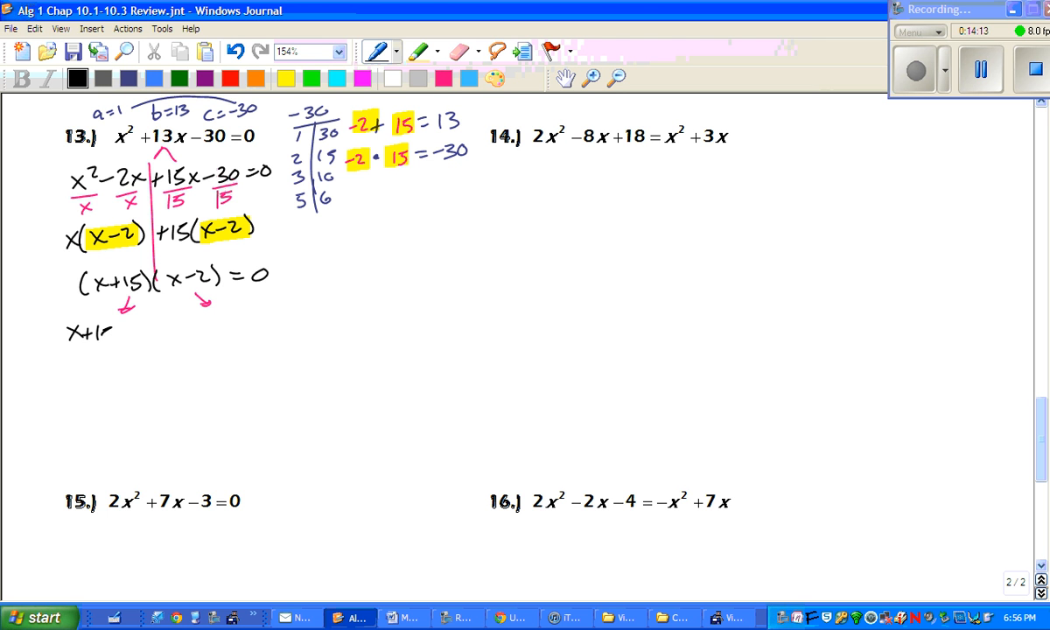Everything that's got an x we set equal to 0, so x plus 15 equals 0, x minus 2 equals 0, and that's where we get the answer, x equals negative 5 and positive 2.